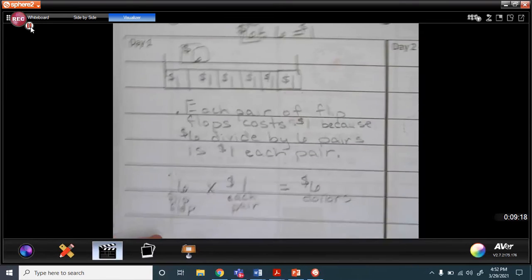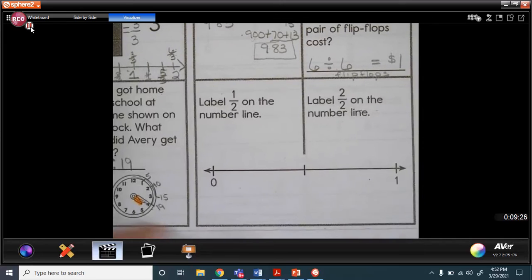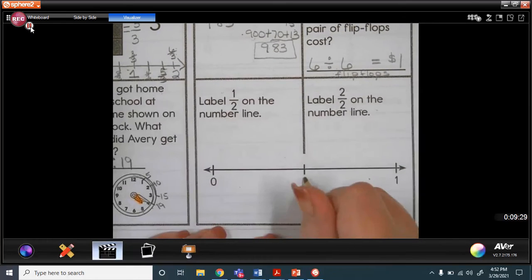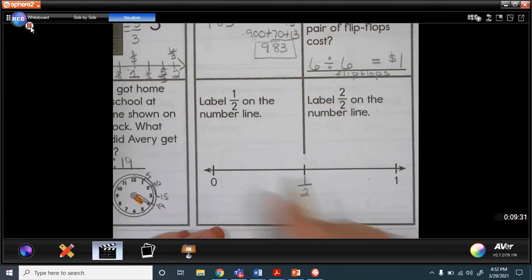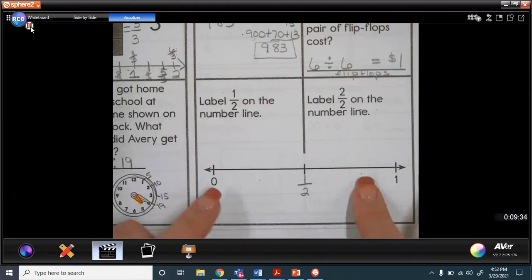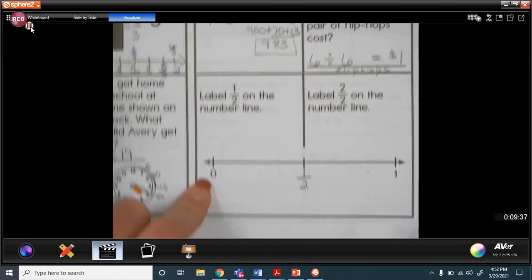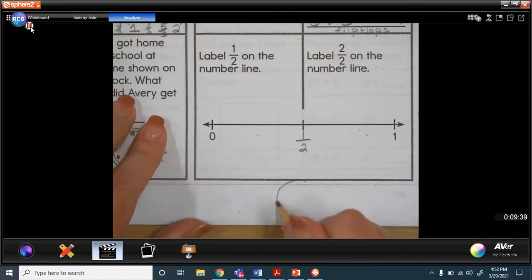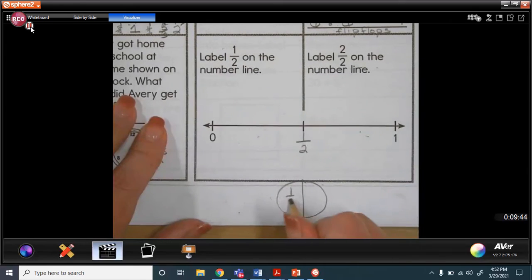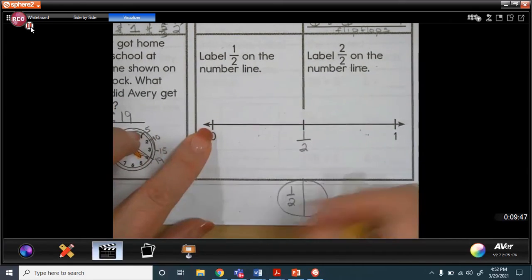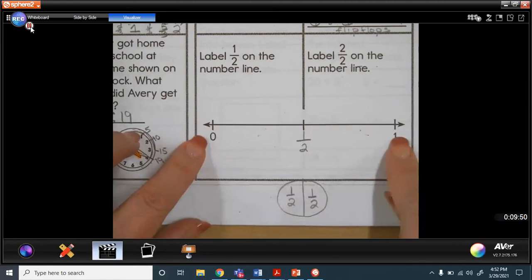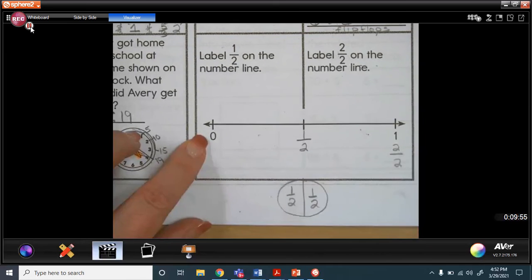Okay, now let's take a look at that last problem. It's a fraction problem on a number line. It says label half. Remember, half is always going to be in the middle. This one whole is broken up into 2 equal parts. So if I were going to look at this based on a figure, here's my figure. Here is half. There's 1/2. Here's the whole. Here's another half. 2 halves is going to be right here.